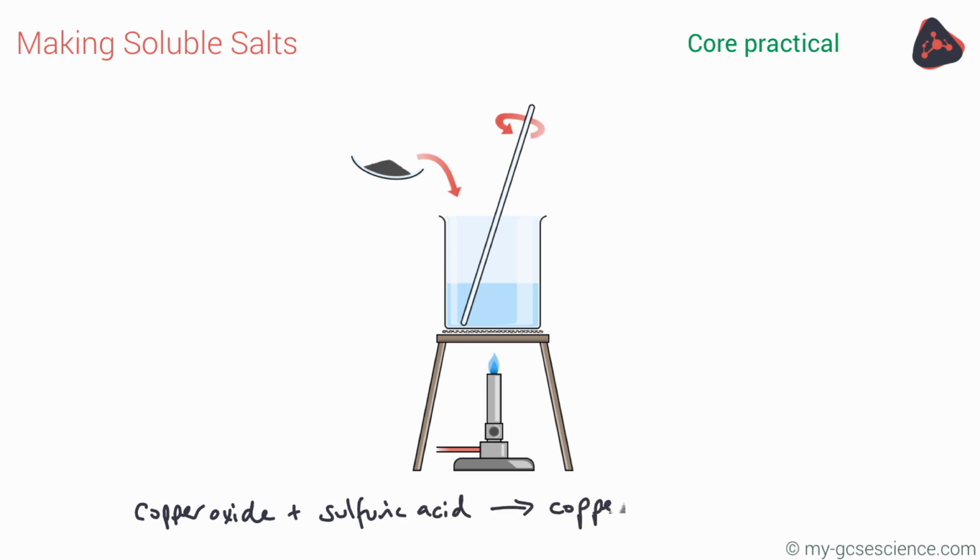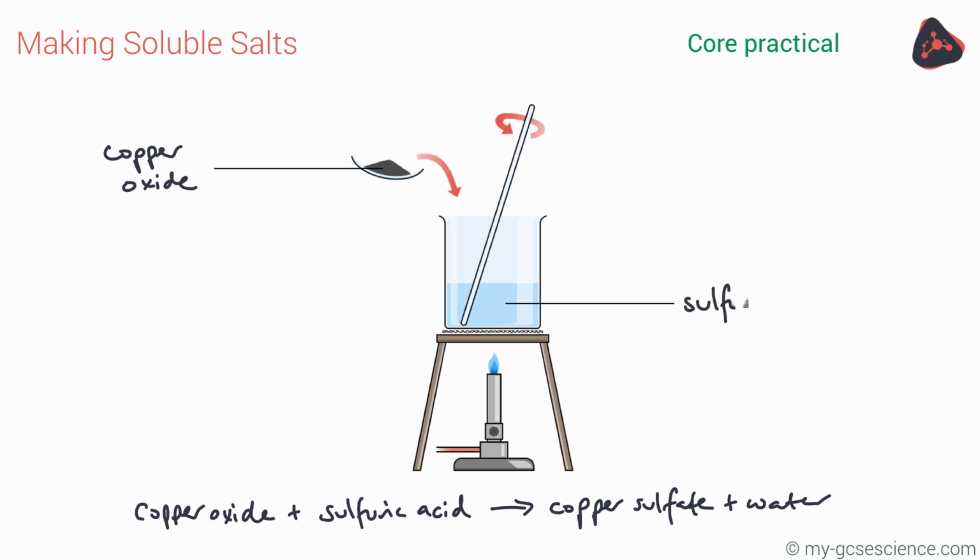So the first thing to do is take your metal compound, in this case the copper oxide, which is an insoluble compound, and react it with the acid, in this case sulfuric acid. While the reaction takes place, we want to stir it and heat it to help the reaction happen as much as possible. We need to make sure that all of the acid reacts, otherwise there'll be some left in the solution at the end and we won't have a pure salt.